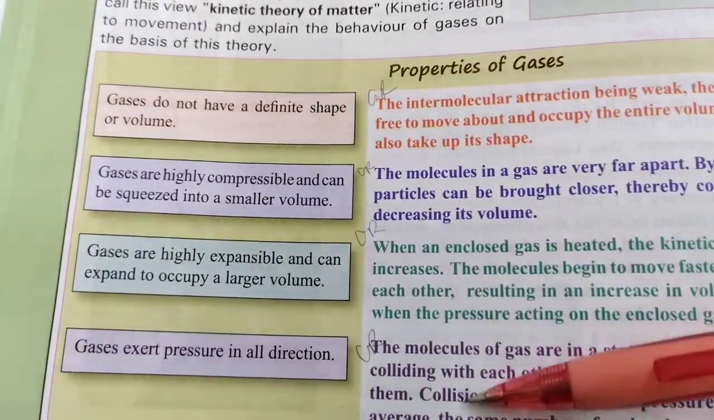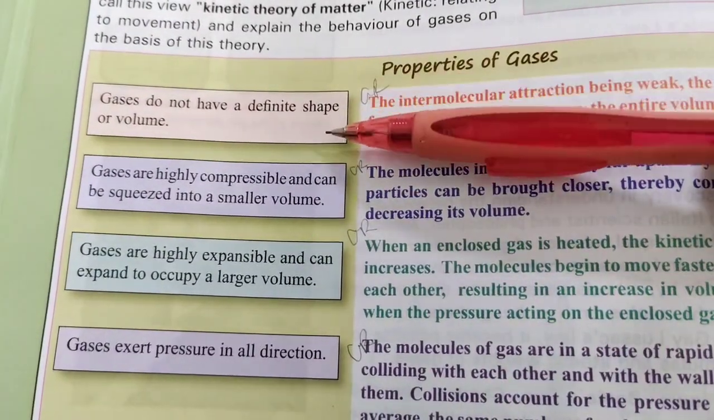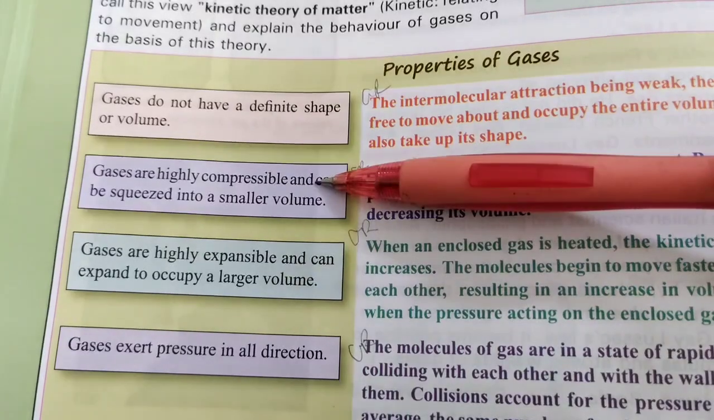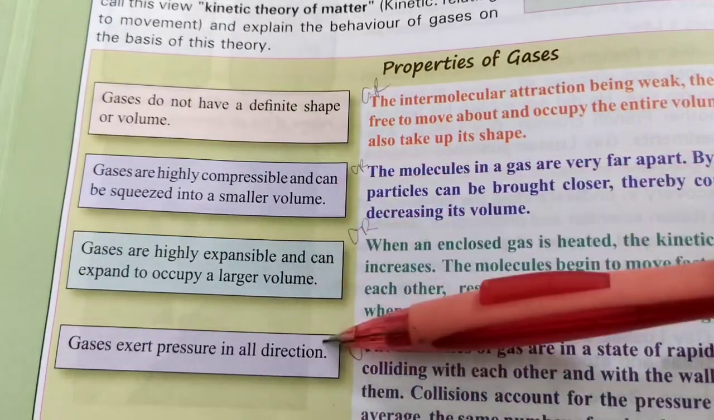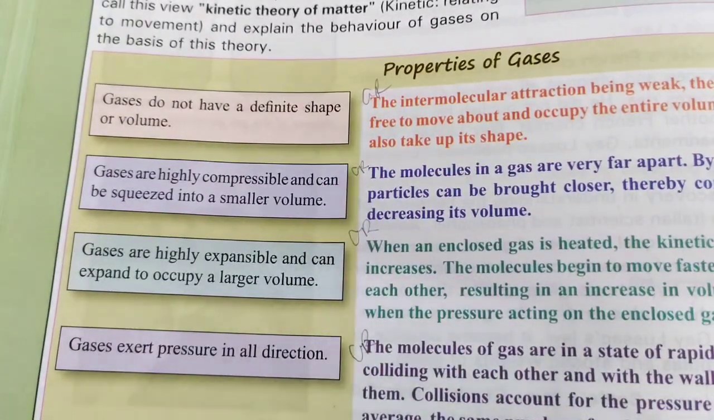Now we have a few given reasons. Why do gases not have a definite shape or volume? Why are they highly compressible? Why do they exert pressure in all directions? It's mostly because of the random motion and the high kinetic energy of the molecules, the weak intermolecular force of attraction and the large intermolecular distance. That explains all its properties.